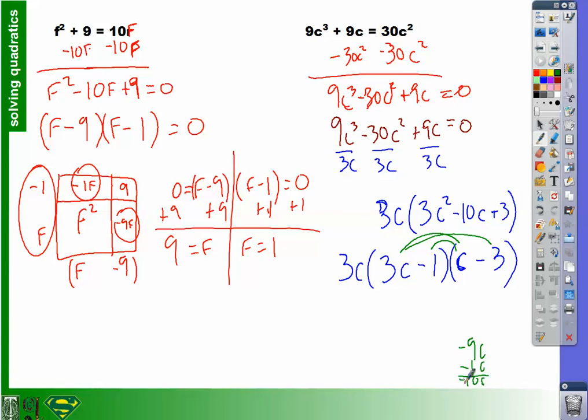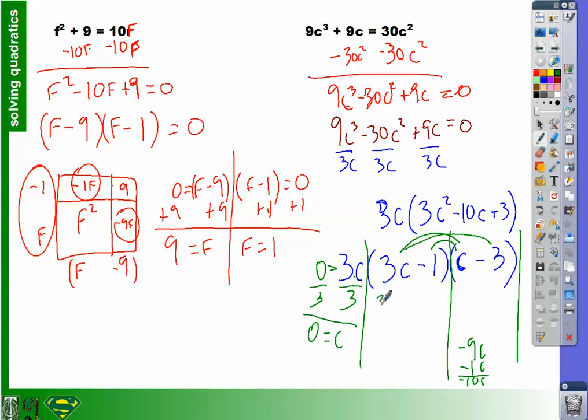So now this whole thing is equal to 0, right? So now I break it apart. What do I do to both sides to get the c by itself? Right now, I'm multiplying 3 times c, so I will divide by 3. You remember, you're always doing the opposite. So c equals 0 divided by 3, c equals 0. So there's my first answer.